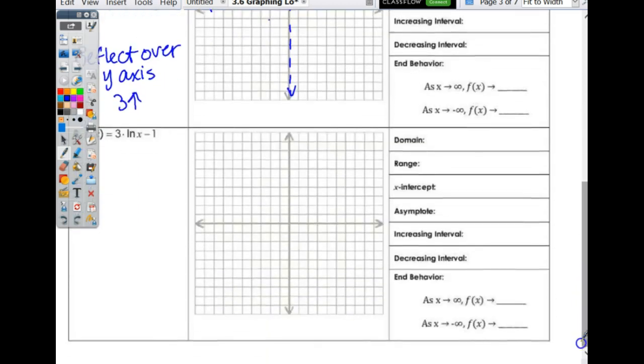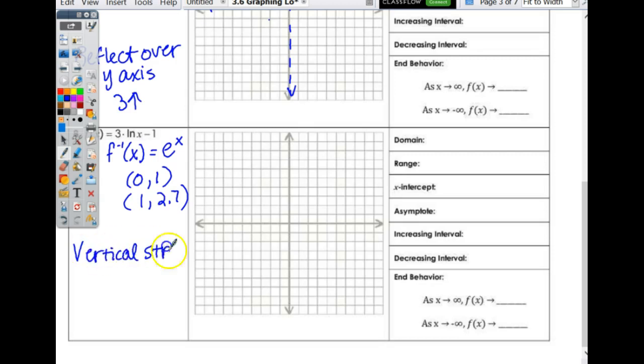Okay, the last one, what's the base? E, which makes 0, 1, and 1 and 2.7. So the 3, horizontal or vertical? Vertical stretch. Okay, horizontal is in with the x. Vertical is outside. So vertical stretch of 3.